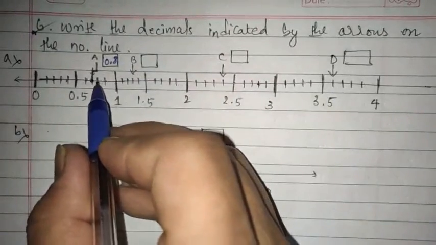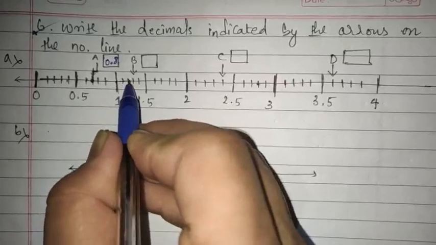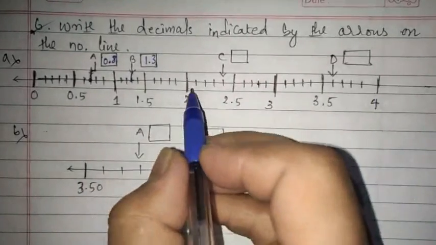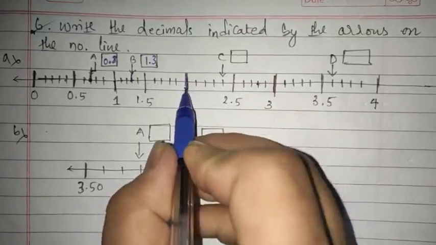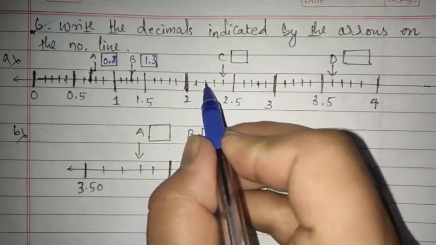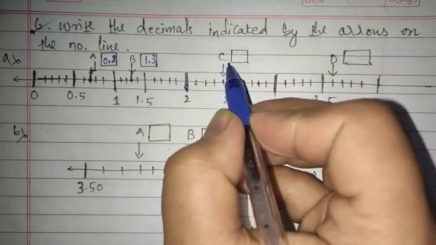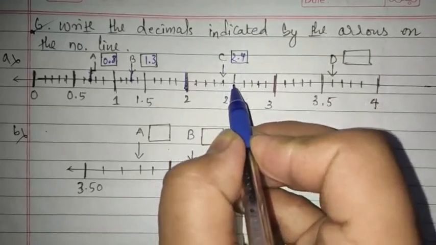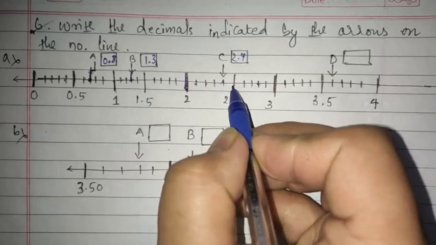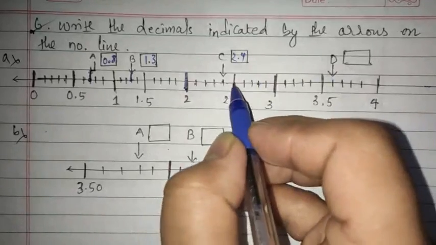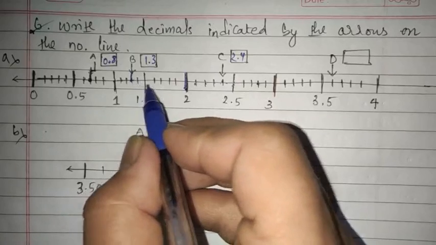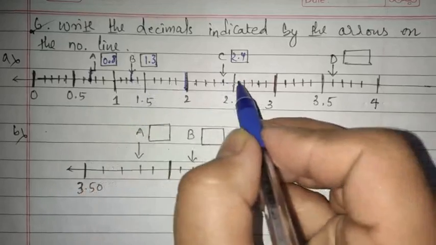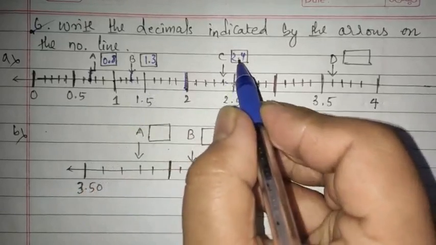Then it comes directly 1, 1.1, 1.2, 1.3. Just see, B is 1.3. Then comes directly 2. I'll not be counting this because this will help us count that. After 2 will come 2.1, 2.2, 2.3, 2.4. It is 2.4. That's why it is coming after 2.4. What comes next? 2.5. So you can use that logic also. Before 2.5, what comes? 2.4.